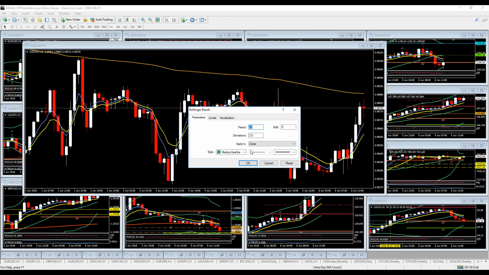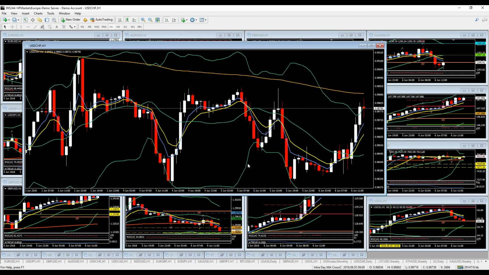And this is, again, default to my setup. So I've got this as medium sea green. Again, you put the colors on you want. The deviations I've set at 2.5 just because that's how I've always set them. 2 is default. So that puts that on, and that's the green ones.